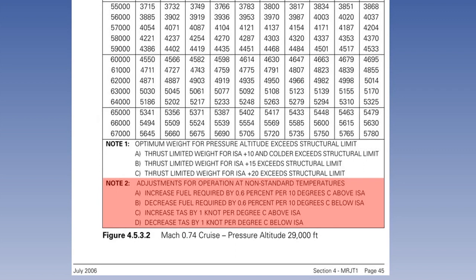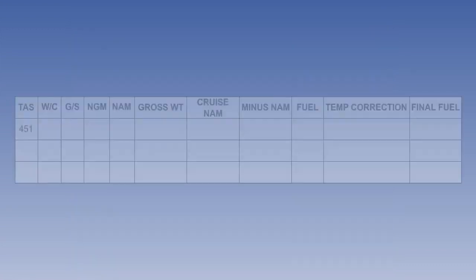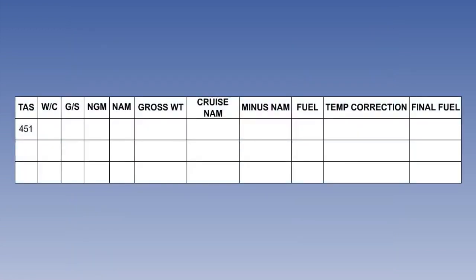For the purpose of this syllabus, Note 1 can be ignored, but we need to look at Note 2. The true airspeed is increased by 1 knot per degree Celsius above ISA and decreased by 1 knot per degree Celsius below ISA. With a temperature of ISA plus 10, the ISA TAS of 441 knots becomes a temperature-corrected TAS of 451 knots. We have a headwind of 50 knots for this leg. This gives us a ground speed of 401 knots.